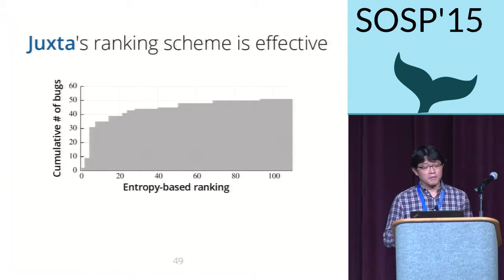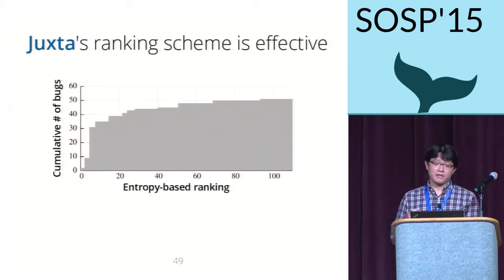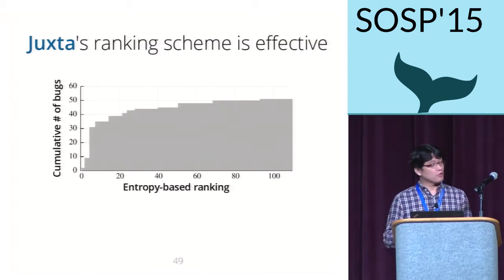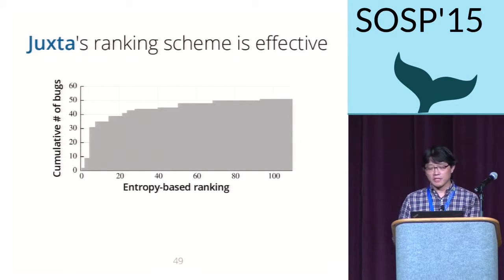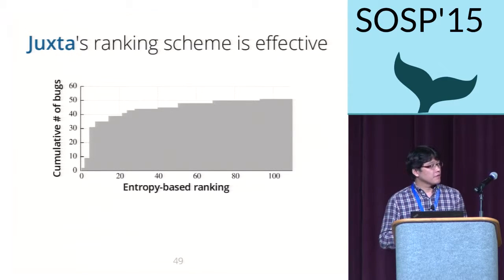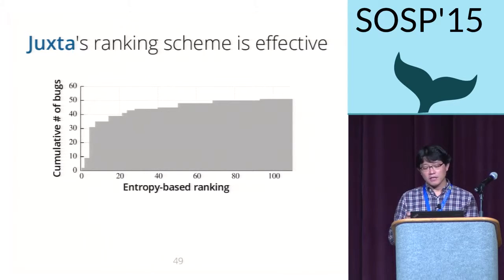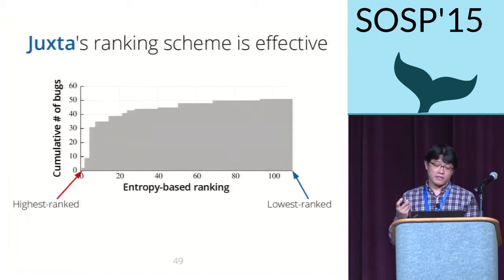For Juxta to be practical, developers' effort to investigate Juxta's bug reports should be minimal. This graph shows that Juxta's ranking scheme is effective at saving developers' effort. In this graph, the x-axis represents the entropy-based ranking. So the leftmost part represents the highest ranked bug report, and the rightmost part represents the lowest ranked bug report among the verified ones.